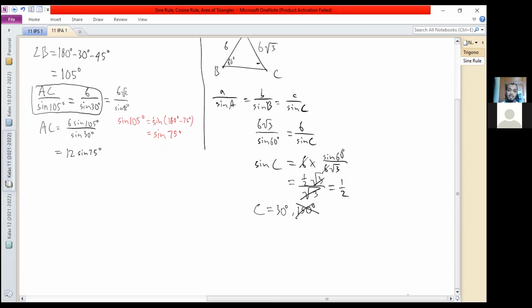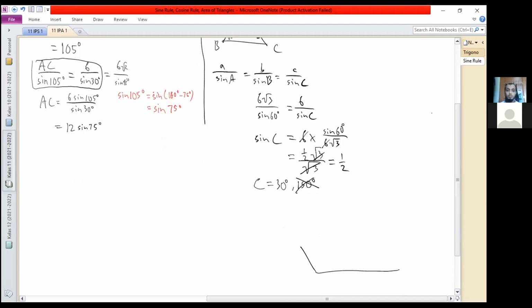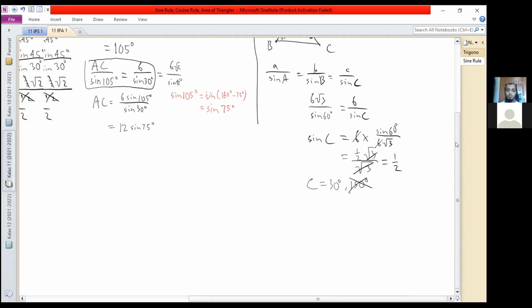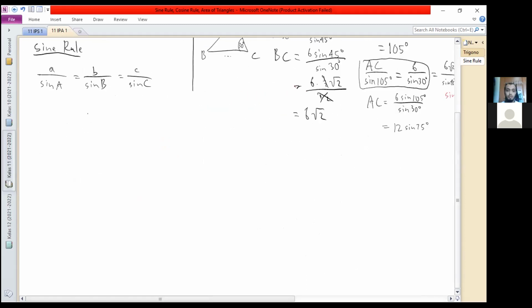Yeah, that's an example to find, sorry. So those are two examples of using sine rule. Okay, next is cosine rule. Okay, so cosine rule is a bit more complicated.